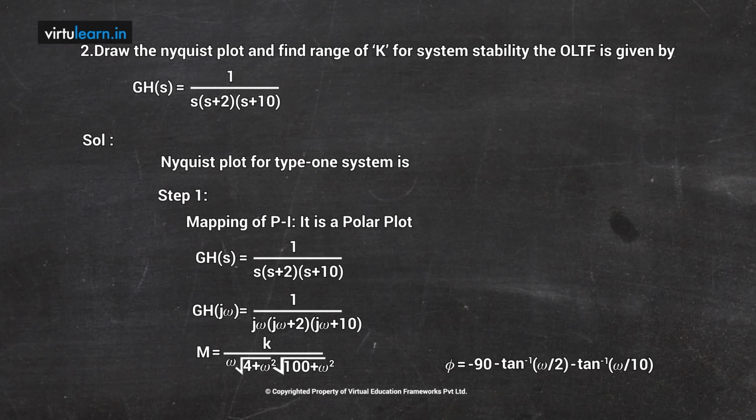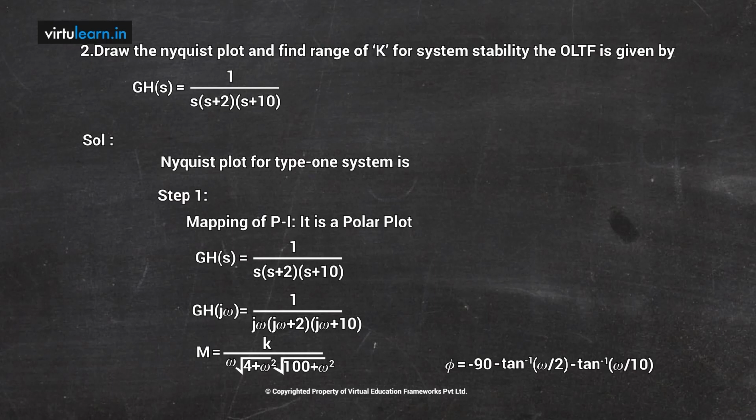P1 is path 1. We know that it is the polar plot. What is the transfer function? GH(s) is k / (s(s+2)(s+10)). Substitute s = jω to get the sinusoidal transfer function. GH(jω) is k / (jω(2+jω)(10+jω)).